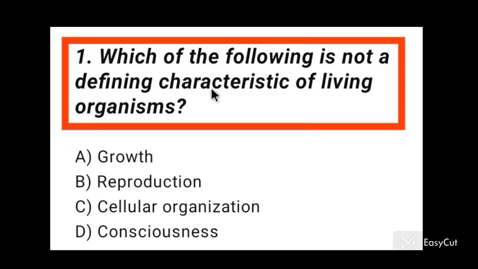Which of the following is not a defining characteristic of living organisms? So reproduction, cellular organization and consciousness. All three are the defining characteristics of living organisms. Here growth is not the defining characteristic of living organisms. So option A is correct for question number 1.